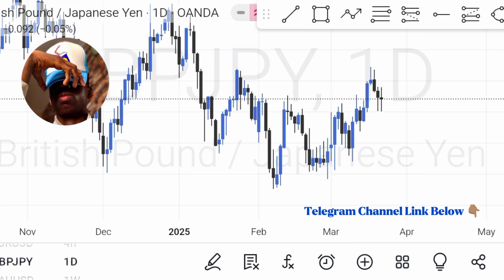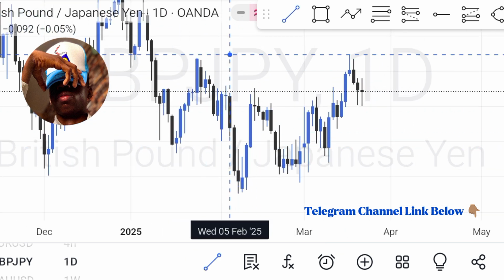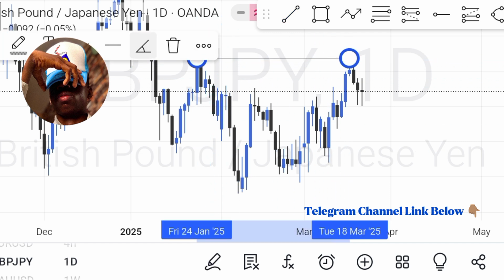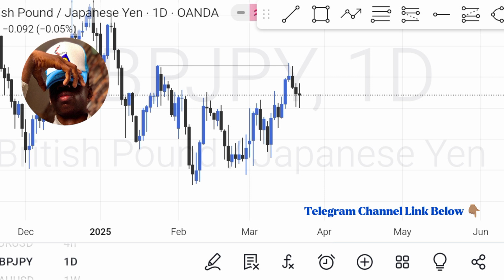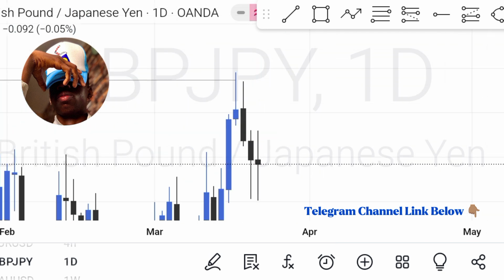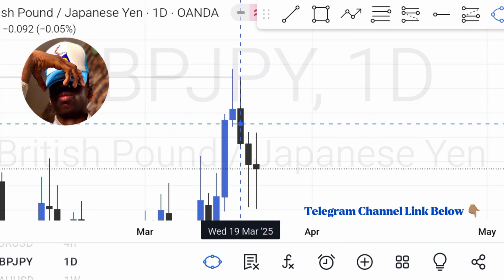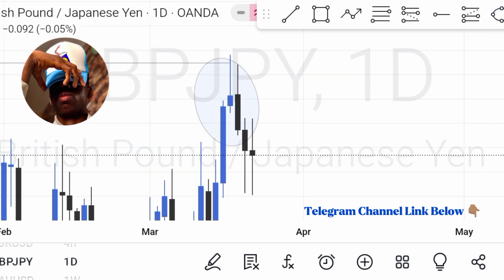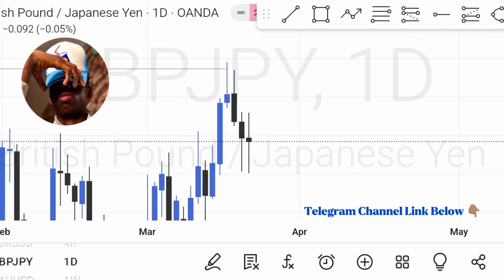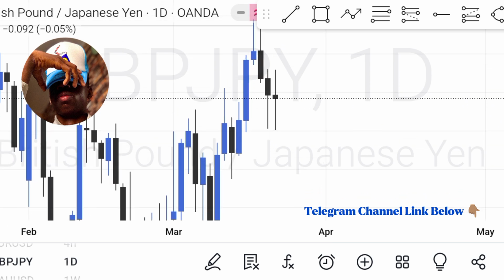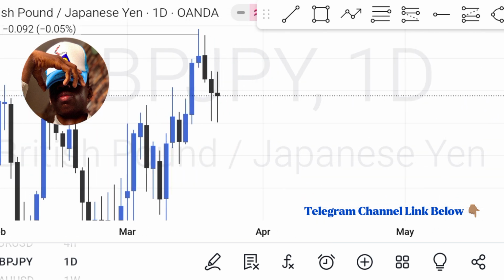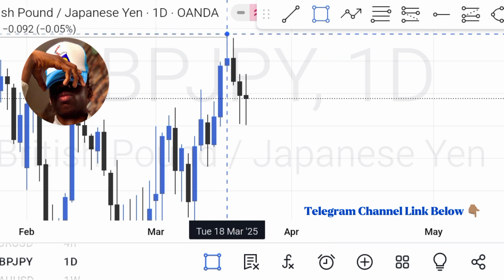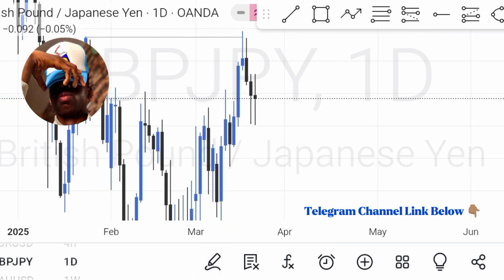Without much talk, we have taken out this high, pure market structure, but we didn't close above it. And then what happened after? Price gave an engulfing candle and then gave another bearish candle again. So this is like a sell signal for me. But you never can tell, this could eventually go up again.